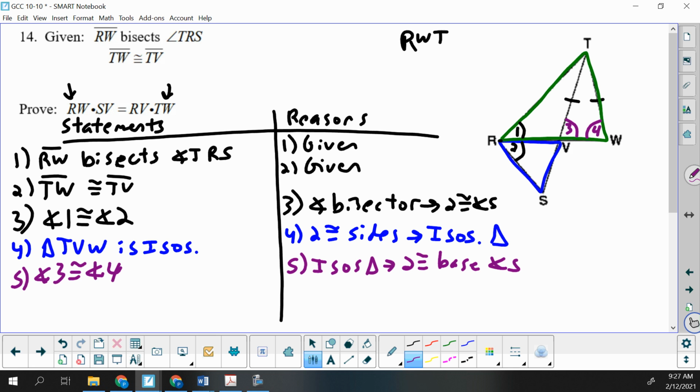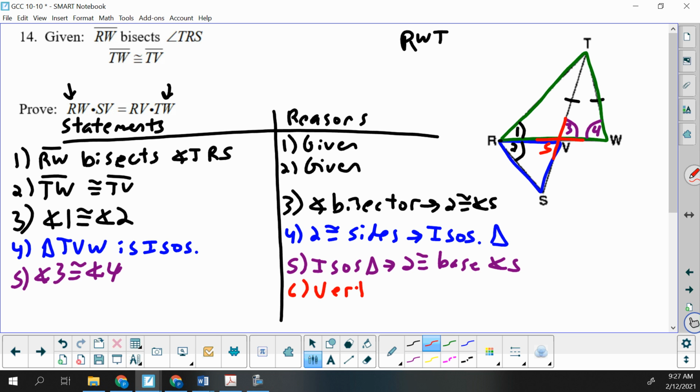Well, that's another set of congruent angles, but angle 4 is in our green triangle, but angle 3 is not in the blue triangle. So we're not done yet. But something we have there, we've got some crisscrossing lines right here. So we can do vertical angles. So let's throw that as angle 5.